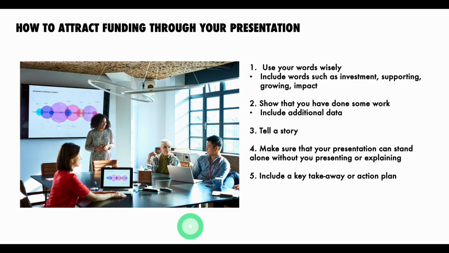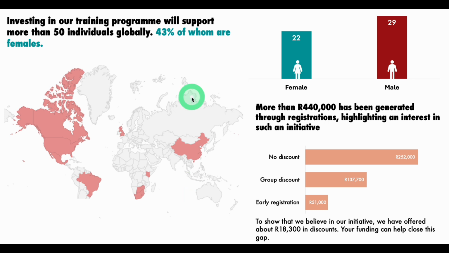So next we'll be looking at an example of a presentation that can be sent through to a funder and what it actually includes. So here we have a title, which is already explaining what the presentation is about. It also includes data, because here you can see we have more than 50 individuals, so it kind of shows the funder that you've done some work.